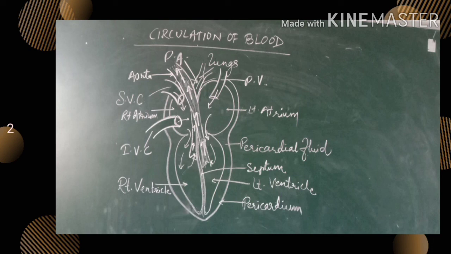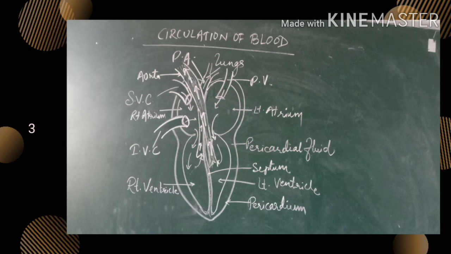Deoxygenated blood from various body parts again comes back to right auricle through vena cavas. The superior vena cava, as we have discussed, brings deoxygenated blood from the upper body parts, and inferior vena cava brings deoxygenated blood from the lower body parts.